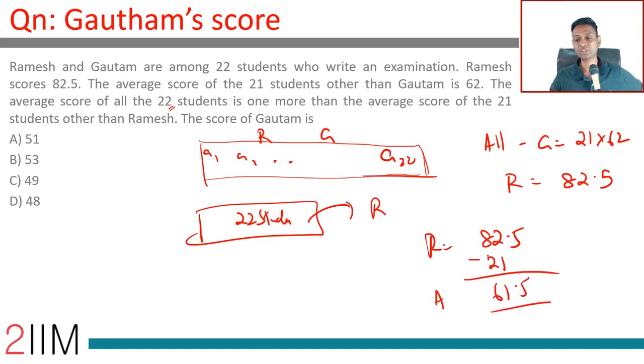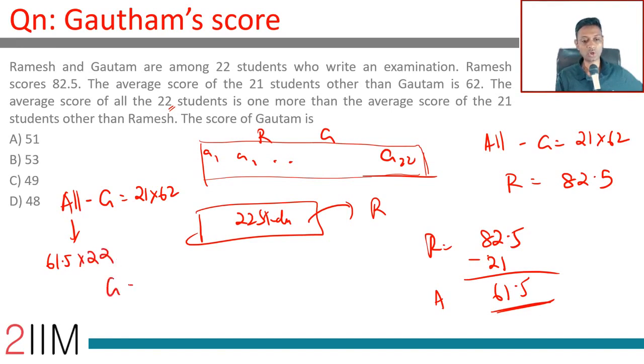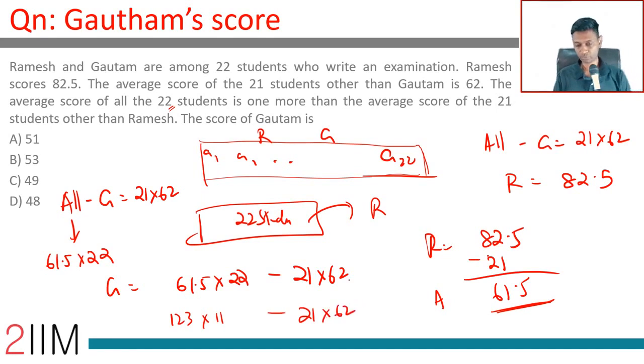0.5, 1, 61.5. And overall average is 61.5. Brilliant. Everyone minus Goutham's score is 21 into 62. Everyone is 61.5 into 22. So Goutham's score is 61.5 into 22 minus 21 into 62. 61.5 into 2 is 123 into 11 minus 21 into 62.